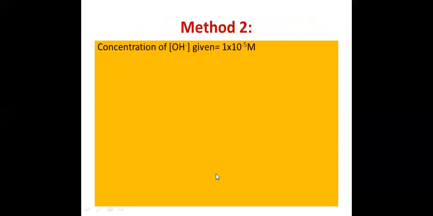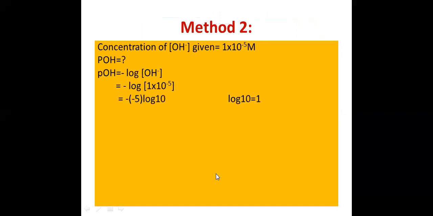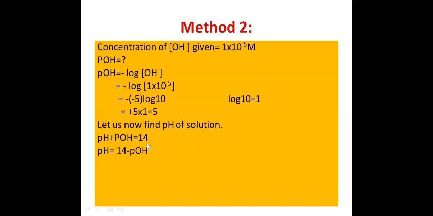The pOH method: because hydrogen ion concentration is mentioned, we will use the pOH formula. pOH is equal to negative log of hydrogen ion concentration. By putting the concentration of hydrogen ion and solving it, we will get the answer, that is 5. Now from pOH we can find out the pH value. pH plus pOH equal to 14, by using this formula. By taking out pH, pH equals 14 minus pOH, so 14 minus 5, answer is 9. As the pH is greater than 7, the solution is basic.